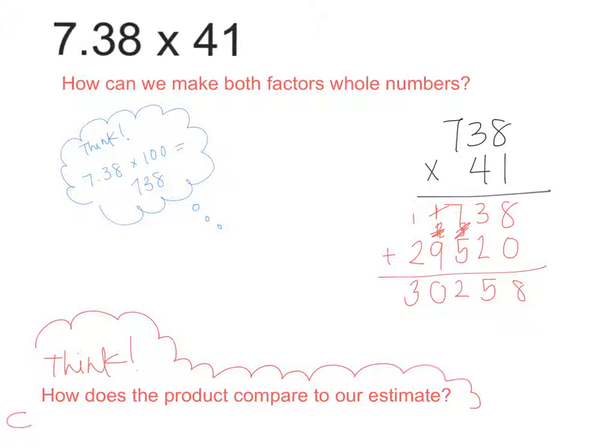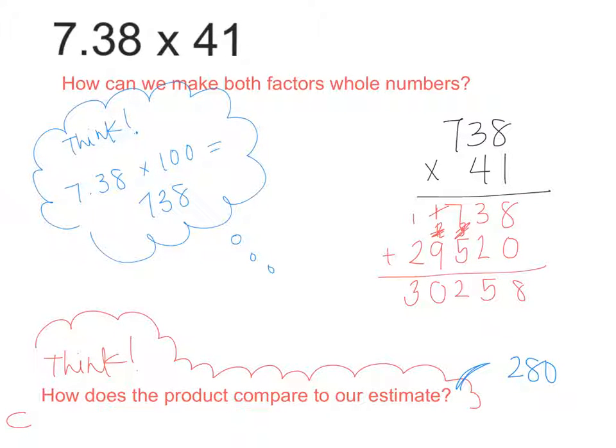Okay. Now, let's think back to our estimate. We said that the answer should be pretty close to what number? 280. Right, our estimate said that the answer should be a little bit larger than 280. Does this answer, 30,258, is that in the zone of 280? No. Why not? Did we solve the actual problem? No. We multiplied by 100. We multiplied one of the factors by 100. So how do I undo the fact that I multiplied one of the factors by 100?